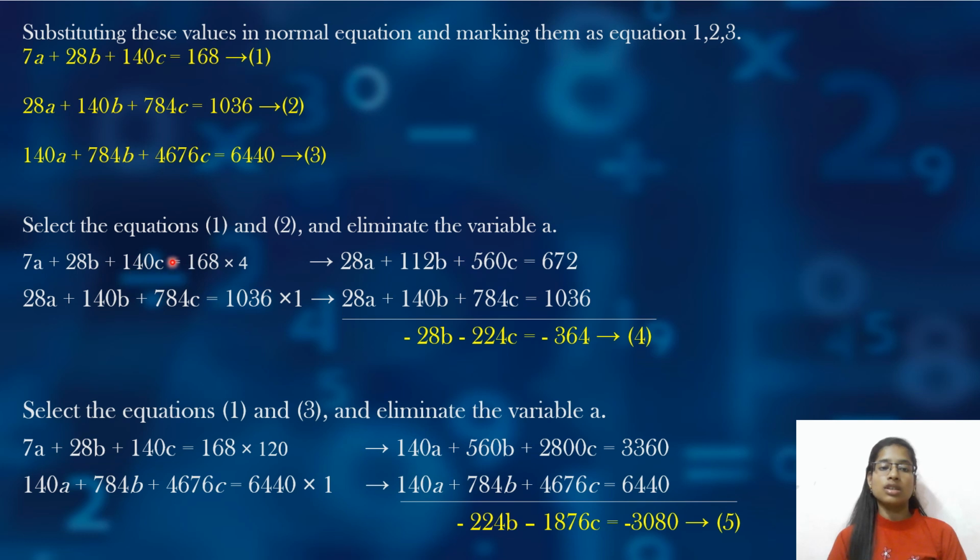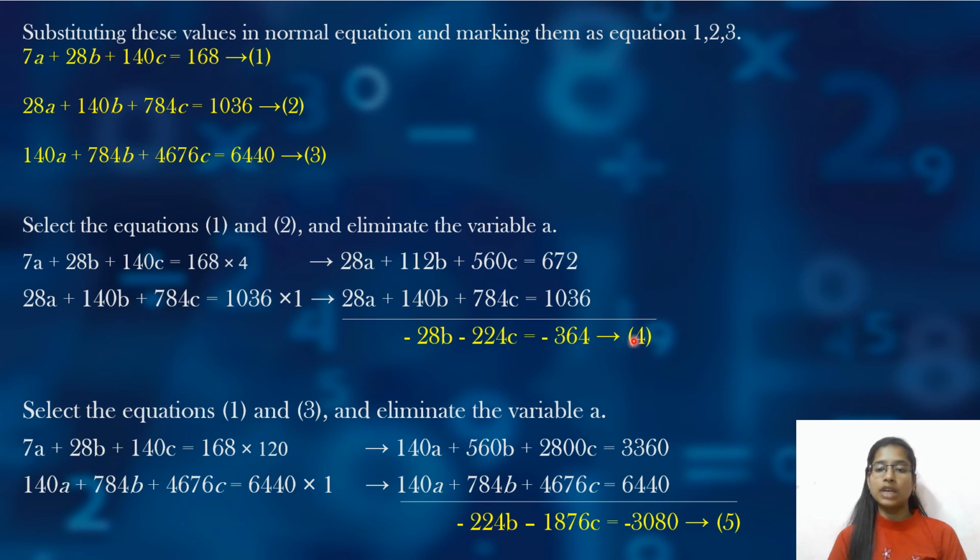So the first equation is multiplied with 4, so that we can eliminate the variable a. So after eliminating the variable a, we are left with minus 28b minus 224c is equals to minus 364. This becomes our equation number 4. And then we'll select equation 1 and equation 3, so that we can cancel the variable a, and then we are left with minus 224b minus 1876c is equals to minus 3080. So this is equation number 5.